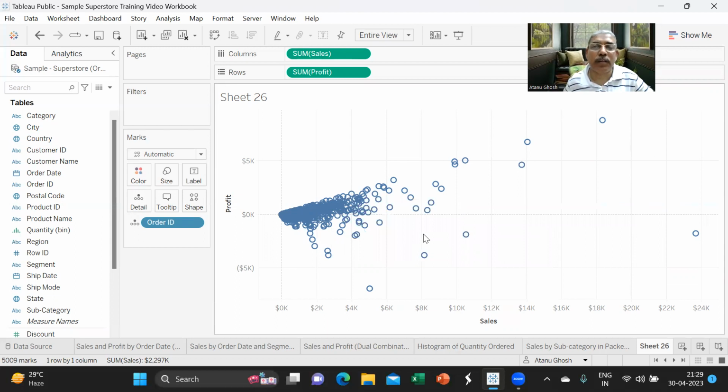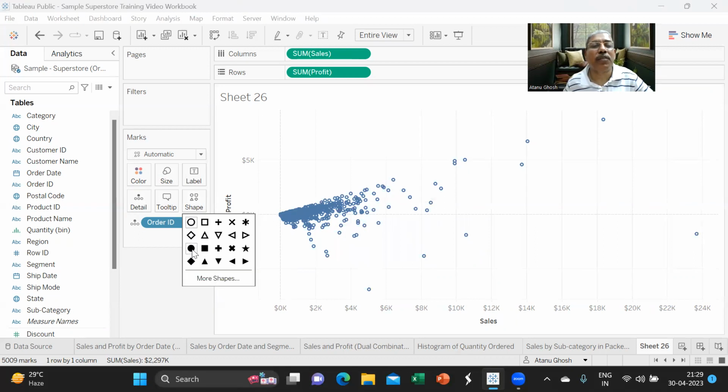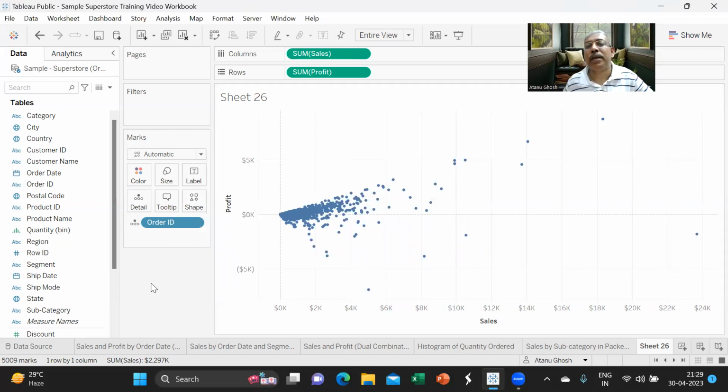So before we go further, let us beautify the chart a little bit. We don't want the circles to be so big. There is too much data. If you have such big circles, it's really not giving the picture right. We also want the circles to be filled. So let me have this filled circle. And now we have a much better chart.